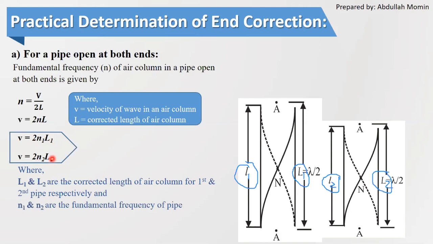So from these two equations, since the left hand side of both equations is the same, the right hand side is also the same. So 2N1 L1 is equal to 2N2 L2. Now these 2 and this 2 are going to cancel each other. And what we will get? We will get N1 L1 is equal to N2 L2.